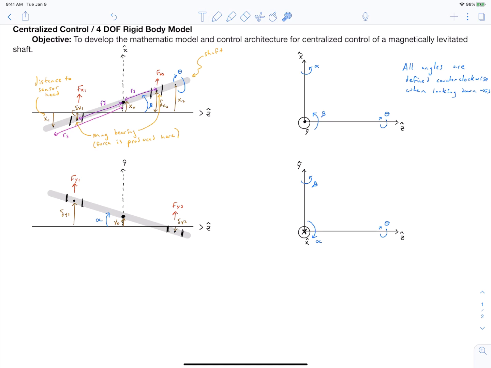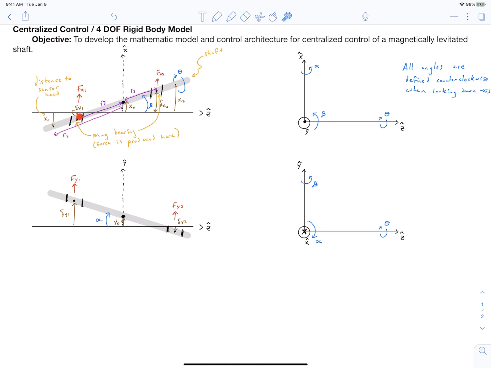In addition to that, I'm labeling over here and over here where our magnetic bearings are located, or our bearingless motors. So specifically, I've put a dot in the center of these regions to indicate where forces are produced. So on the right side, we've got a dot here, and then Fx2 is labeled above it. On the left side, we've got a dot here, and Fx1 is labeled above it.